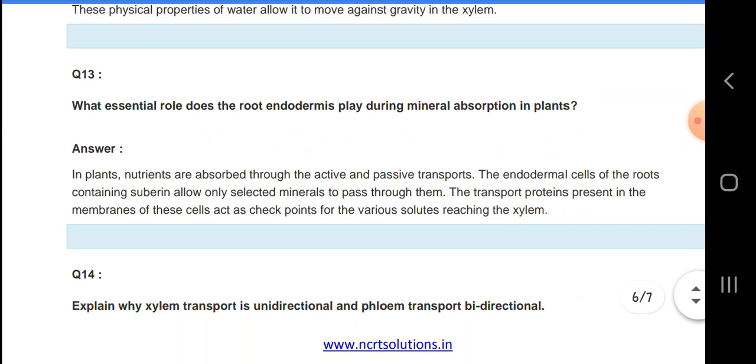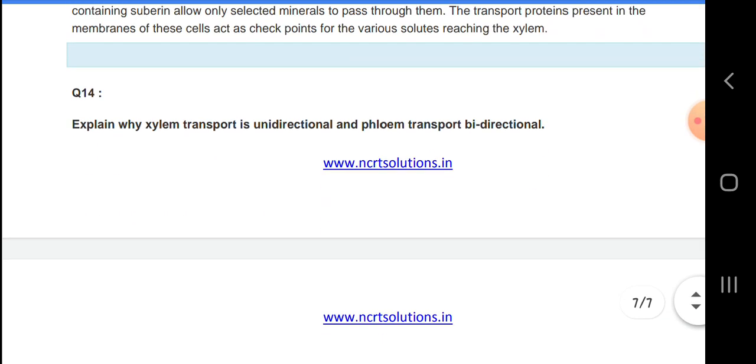Next, what essential roles does the root endodermis play during mineral absorption in plants? So plant nutrients are absorbed through active and passive transportation. So the endodermal cells of the roots containing suberin allow only selected minerals to pass through into the plants.